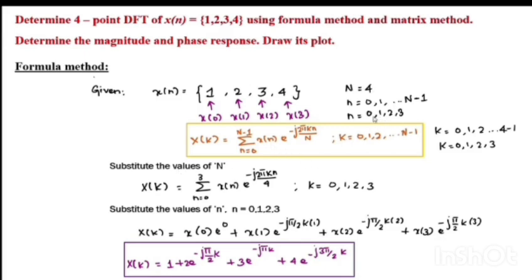Initially, we are going to calculate the values of n and k for further computation. Both n and k are nothing but 0, 1, 2 up to capital N minus 1. So n is equal to 0, 1, 2, 3 and k is also equal to 0, 1, 2, 3.